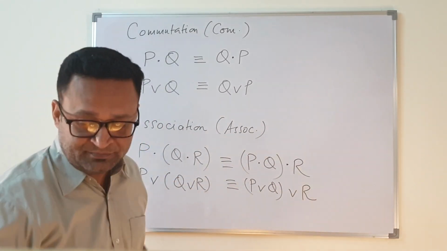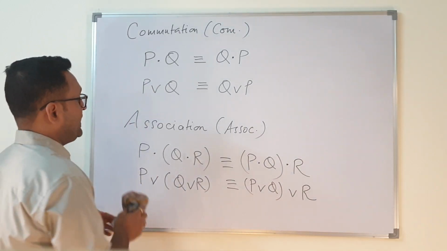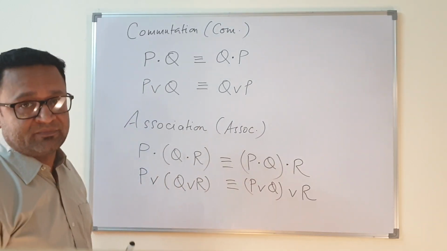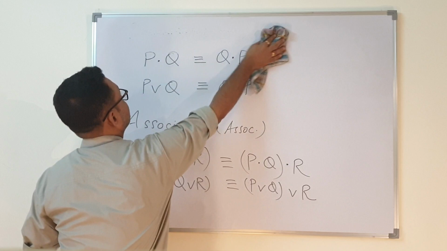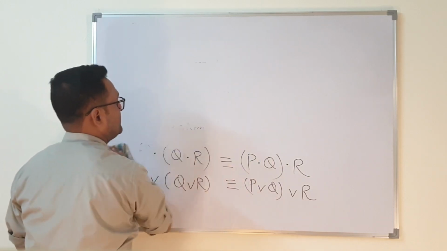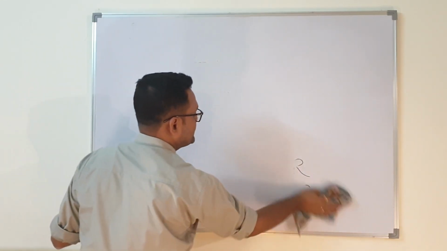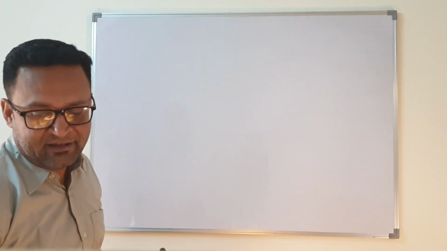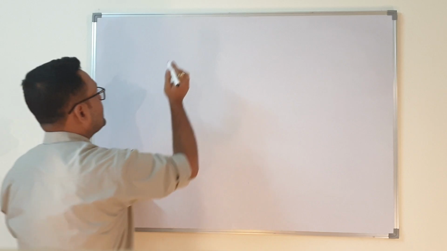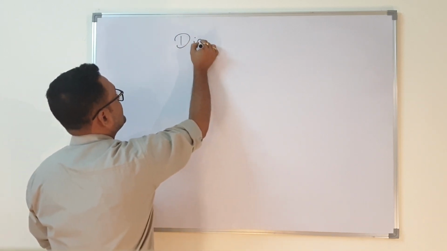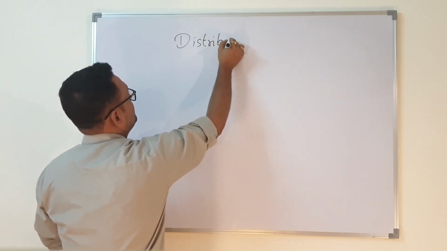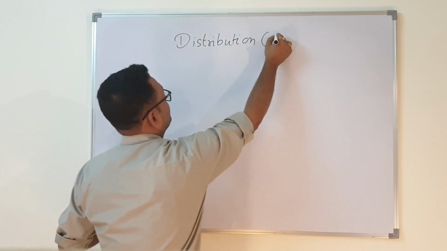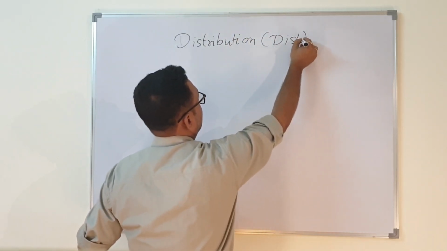Now suppose we have a dot and a wedge function, so how will it work? Let us see. The concerned rule for that one is called distribution. Okay. So what is distribution? Distribution will have a dot and a wedge function. Short form is dist. Okay.